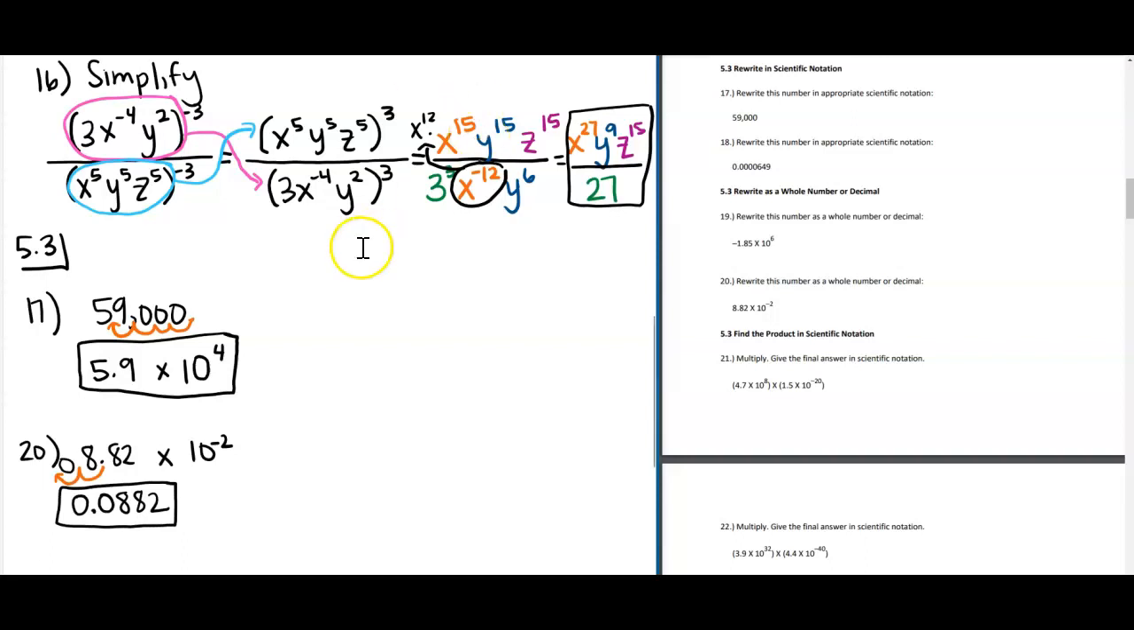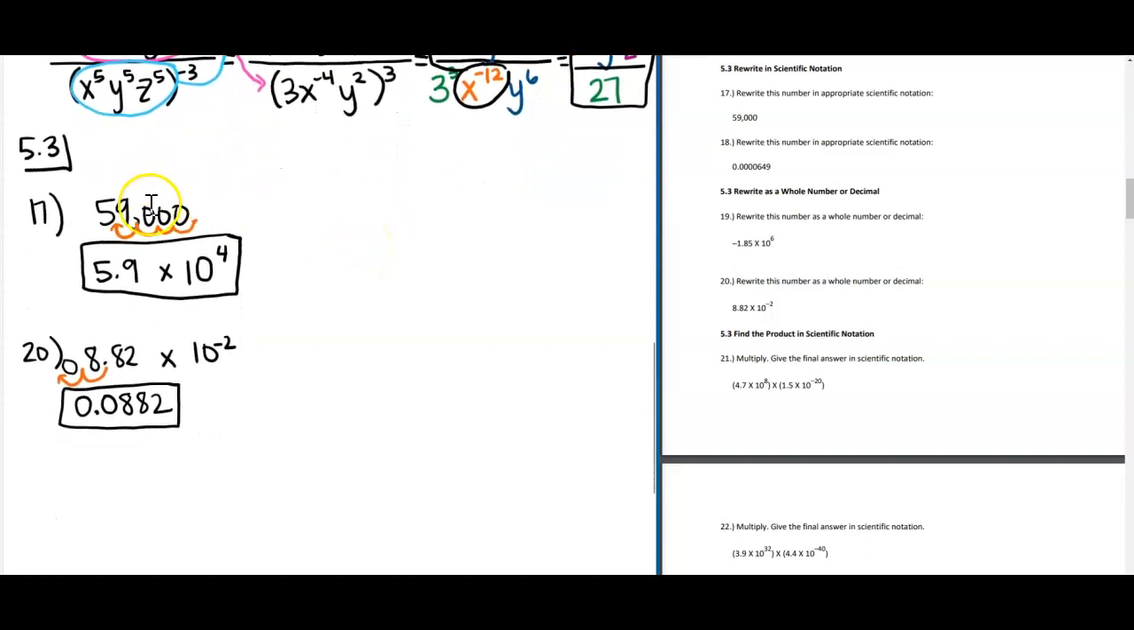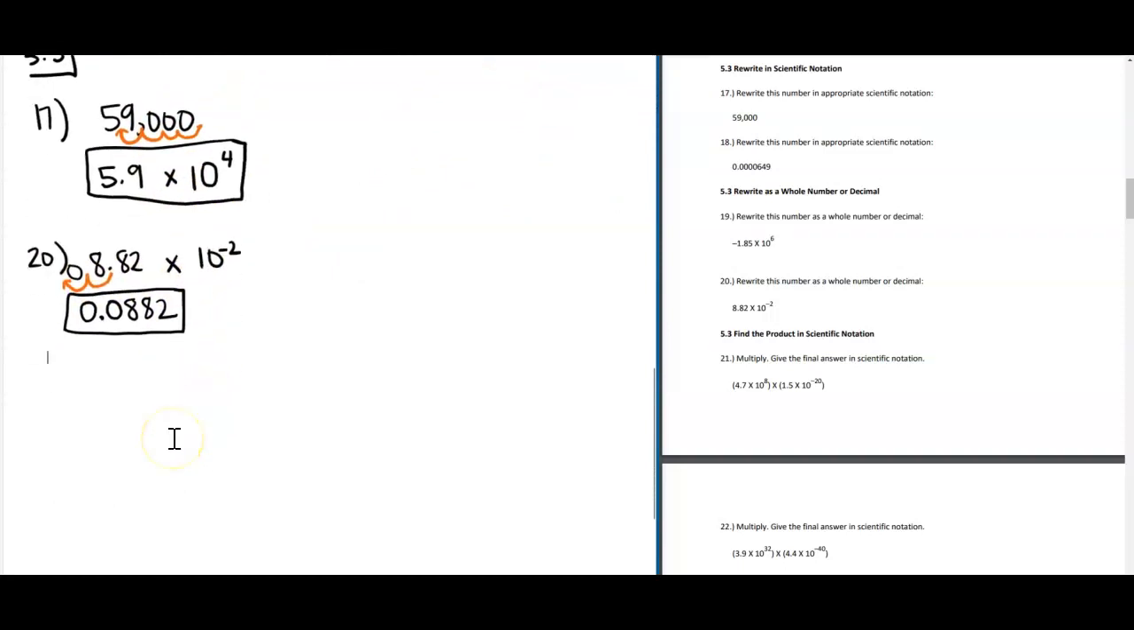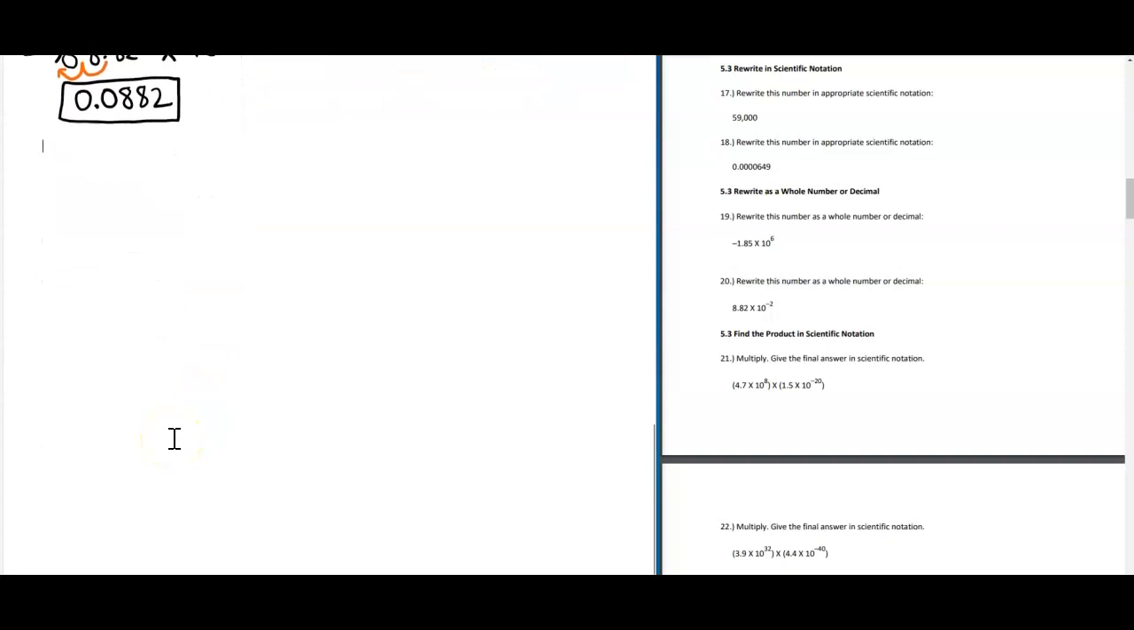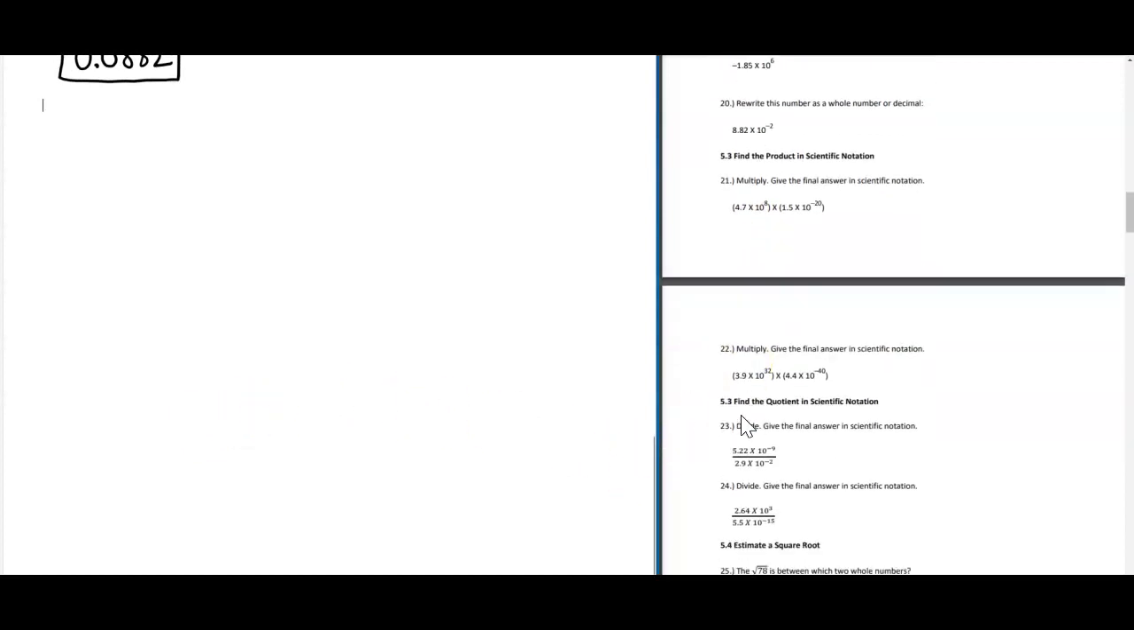Okay? So making sure that you know how to take a number and write it in scientific notation, or take scientific notation and then write it as a standard number. All right, but the next part of what we talked about in 5.3 was what if we have some scientific notation that's being multiplied together or being divided, what we do with those. So let's do number 21.